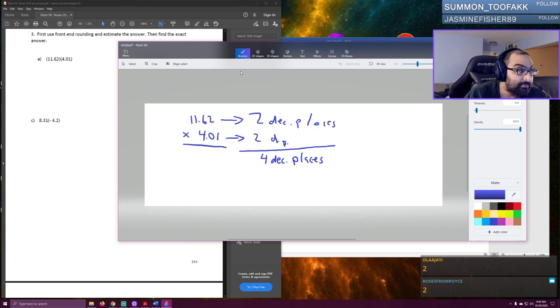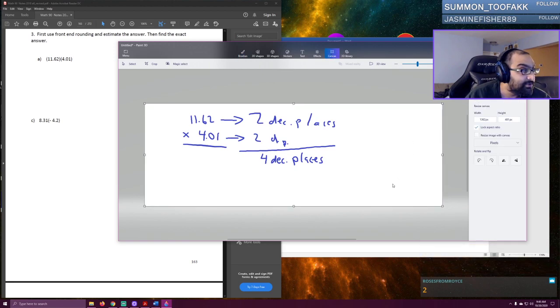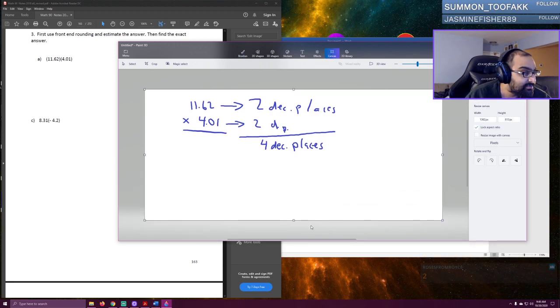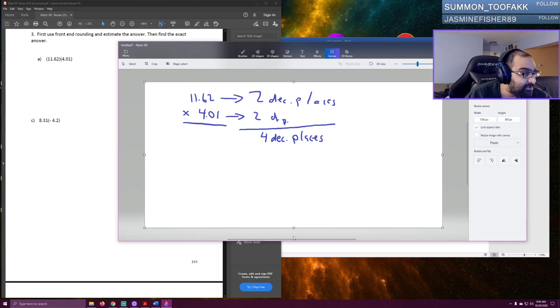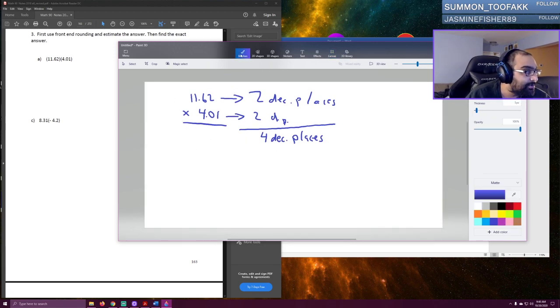So one of the things that we talked about here specifically is what we have to do next with this particular problem, which was again just ignoring that the decimal places even exist and just basically straight up multiply. So we want to just go ahead and say, all right, this would be 1162 times 401.